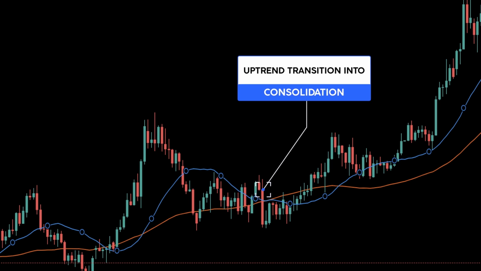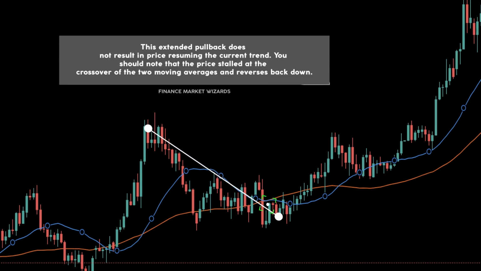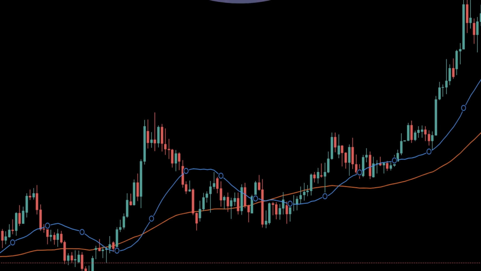Each of the pullbacks results in a tightening of the moving averages and causes the price to carry on trending in the original direction. But notice that as we approach key resistance, an extended pullback happens. This extended pullback does not result in price resuming the current trend. You should note that the price stalled at the crossover of the two moving averages and reverses back down. This is a strong sign that price is either transitioning into consolidation or making a deeper pullback.